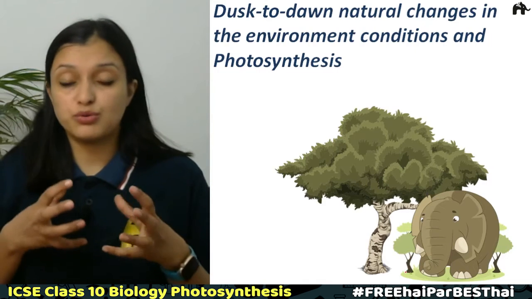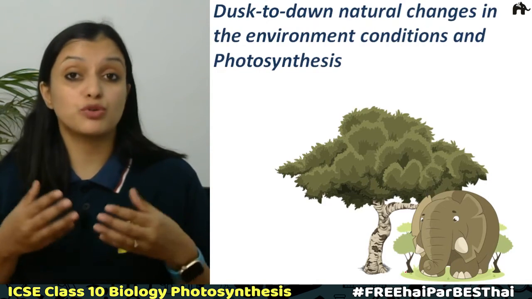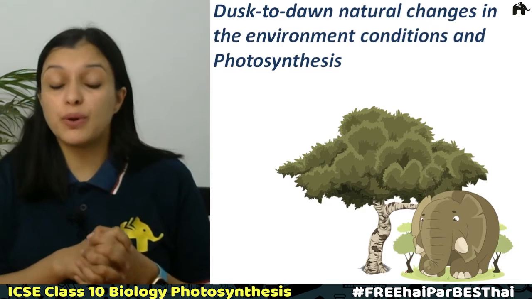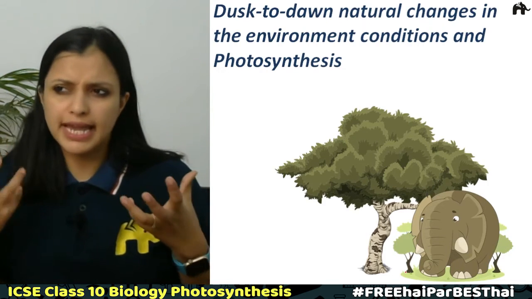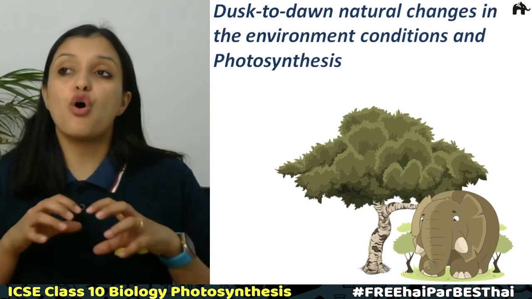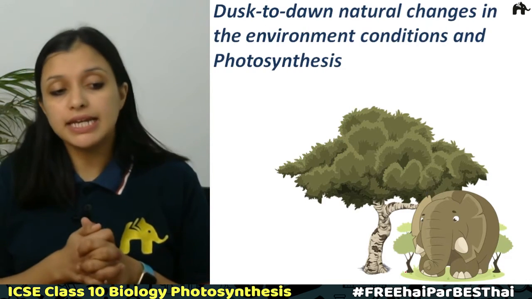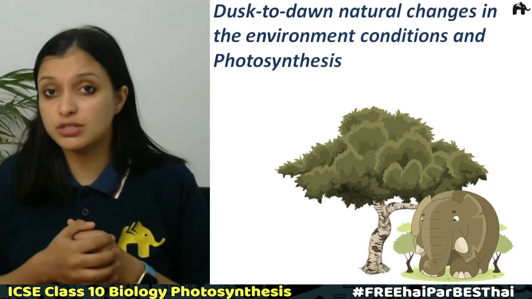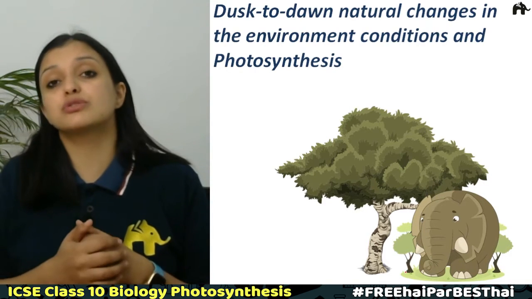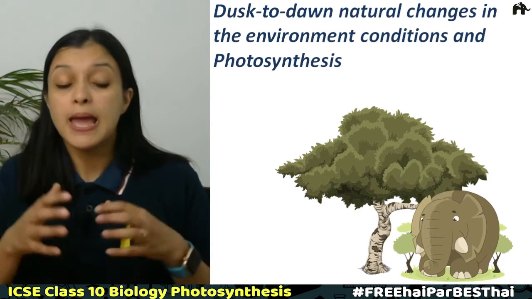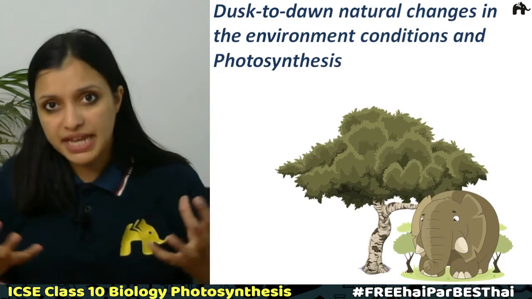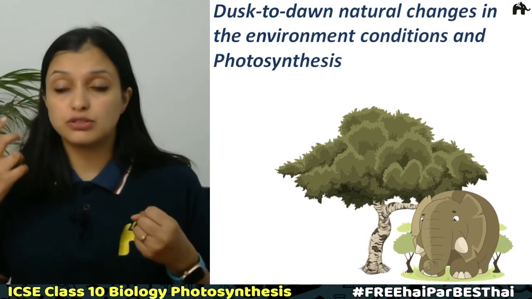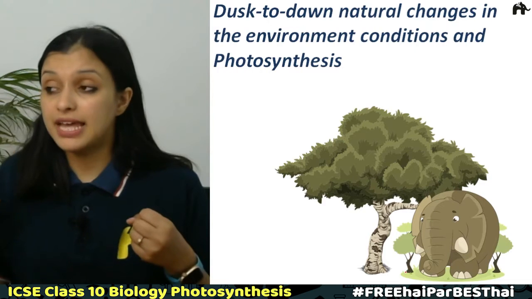So let us talk about some more minute things that we should know about plants and photosynthesis. From dusk to dawn, what are the natural changes happening in the environmental conditions and photosynthesis? Like we said, oxygen is very essential for all living organisms, right? But in the case of plants, we just talk about photosynthesis, where they take in carbon dioxide and give out oxygen. But that is not true. For respiration, plants also take in oxygen and give out carbon dioxide. But during the daytime, the uptake of carbon dioxide is a lot and the release of oxygen is more than the uptake of oxygen.